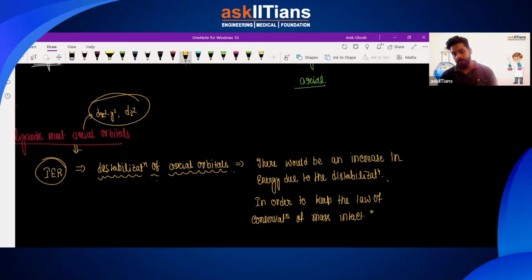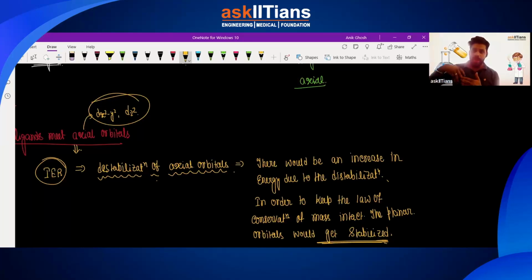The planar orbitals, guys, very, very important this part. The planar orbitals would get stabilized. Very, very important. Axial orbitals getting destabilized, the planar orbitals getting stabilized. So why is that happening?